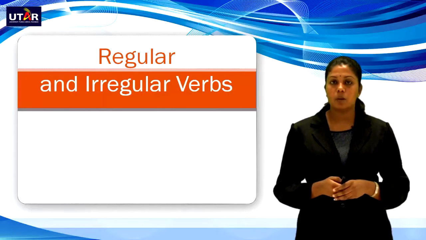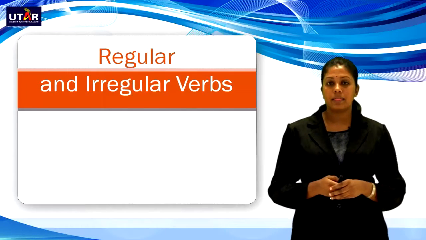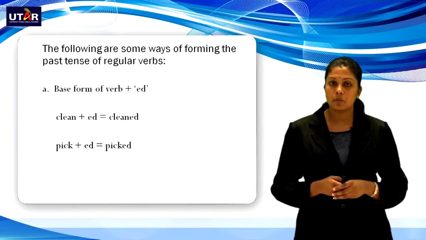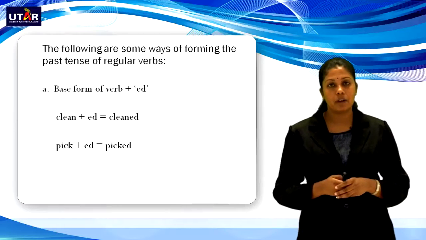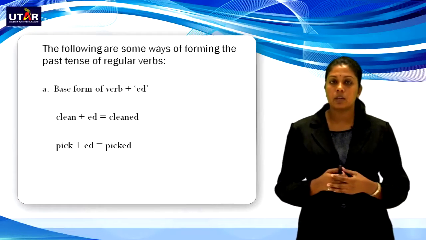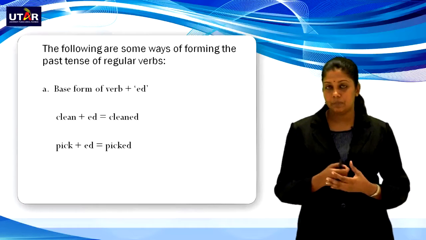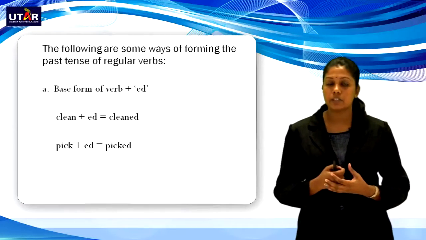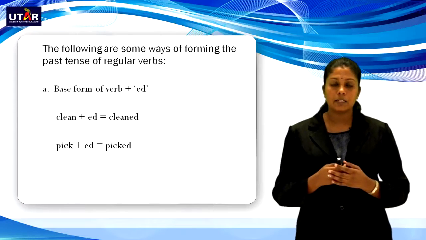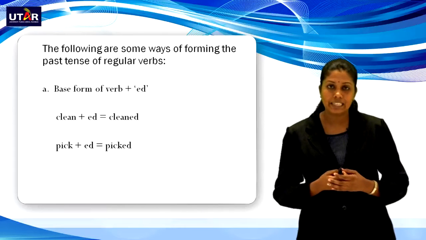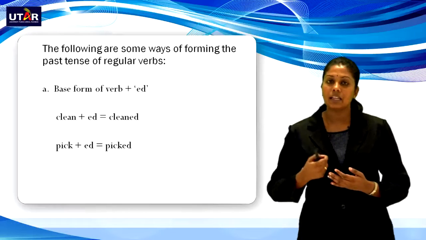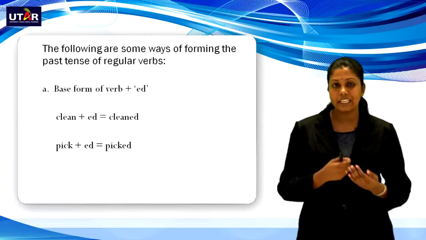For the past tense form, there are two types of verb. They are regular and irregular verbs. The following are some ways of forming the past tense of regular verbs. For regular verbs, the base verb should be joined with ed. So you have to add ed to the base verb. Let's look at the example. We have clean. We add ed to it, it becomes cleaned. Cleaned is the past form of clean.